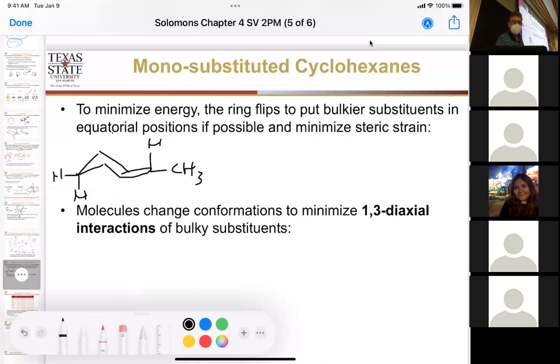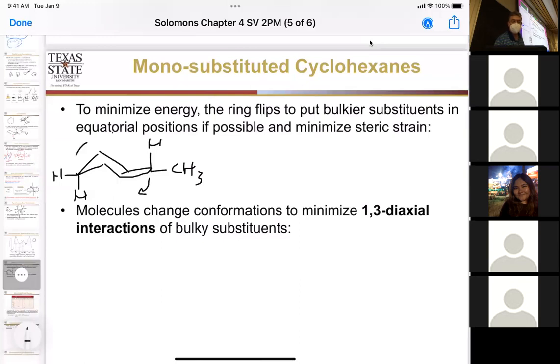So to turn it into the other chair, we have to pull this side down and push this side up, which is going to make it look like this. And now the methyl group is going to be down and the hydrogen is going to be over here. Okay. So I didn't rotate the molecule. What I did was I went from the first chair to the second chair.